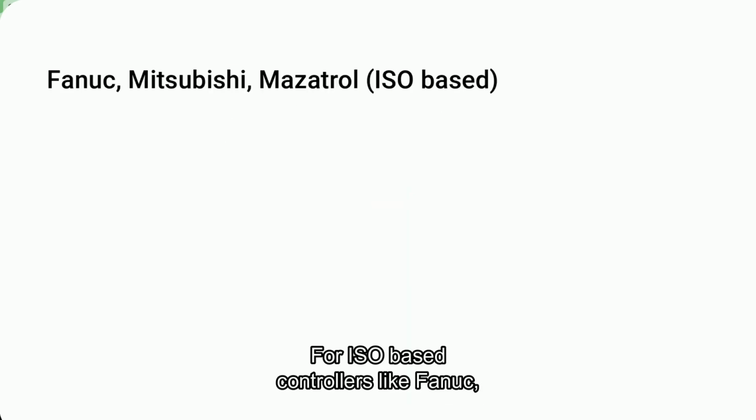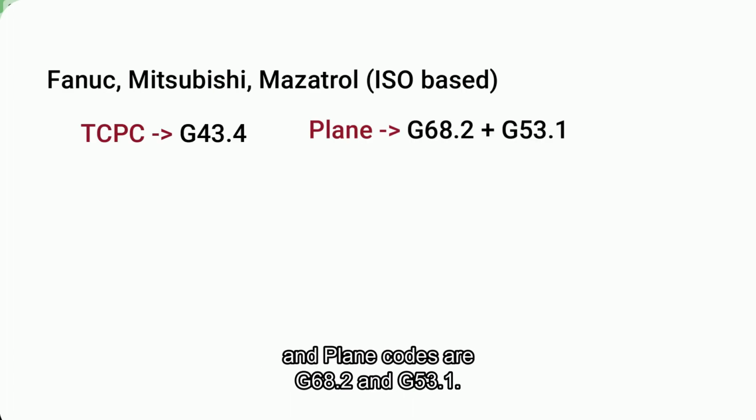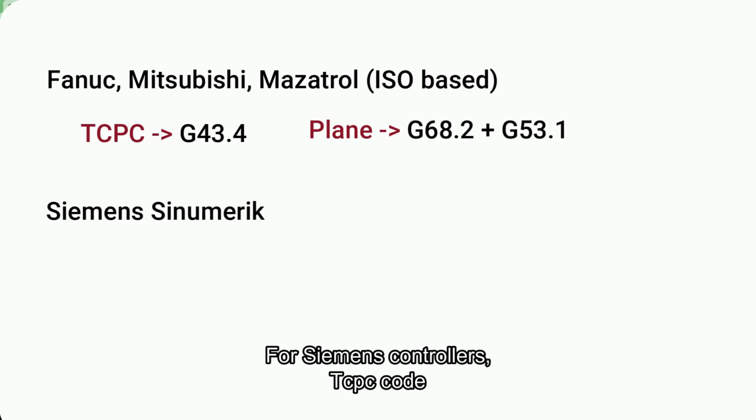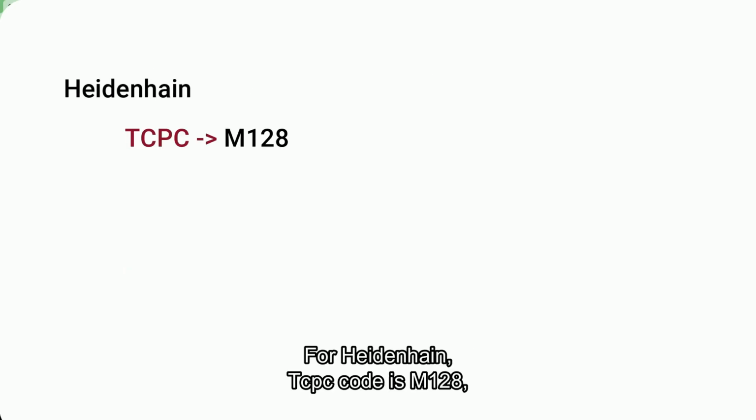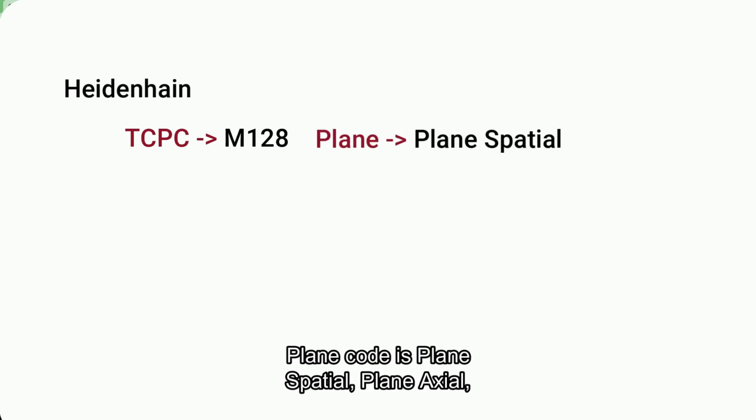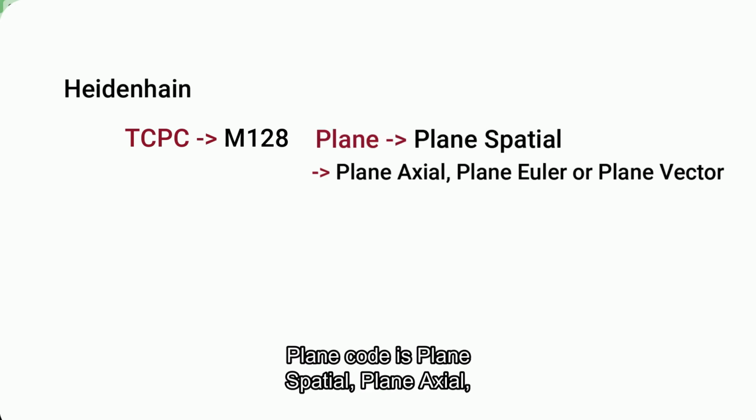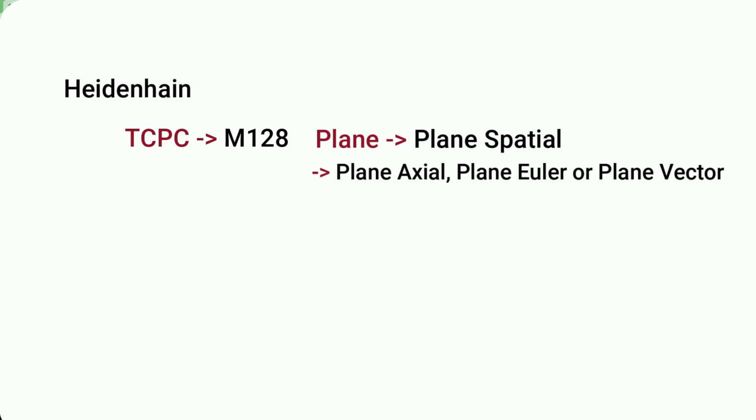For ISO-based controllers like Fanuc, Mitsubishi, and Mazitrol, TCPC code is G43.4, and plain codes are G68.2 and G53.1. For Siemens controllers, TCPC code is Traori, plain code is Cycle 800. For Heidenhain, TCPC code is M128, plain code is plane spatial, plane axial, plane Euler, or plane vector.